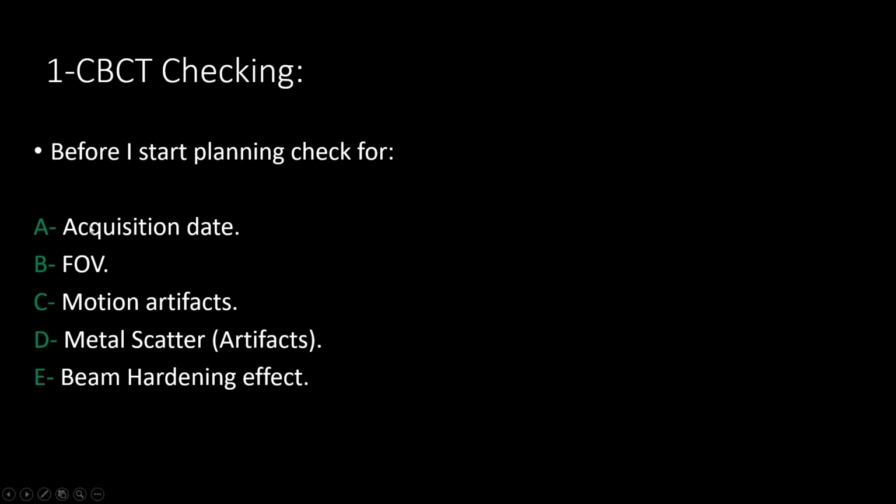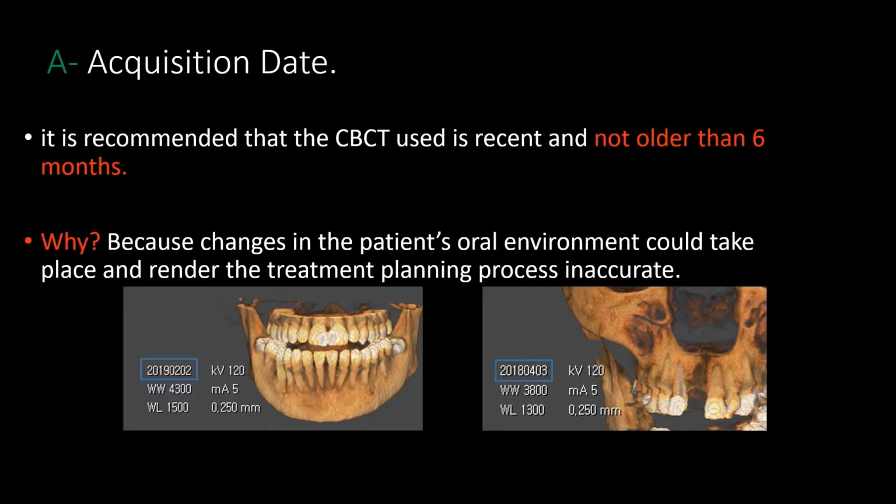So let's talk a little bit more in detail about each and every one of those 5 criteria for the CBCT. Number 1 will be the acquisition date. It is recommended that the CBCT used is recent and not older than 6 months. So this is the recommendation, and the reason why it should not be older than 6 months is because changes in the patient's oral environment could take place and render the treatment planning process inaccurate. Remember that the oral cavity is a very dynamic environment, and a lot of changes can really happen very, very quickly. So what we need to have is the most recent CBCT so that it really accurately represents what is happening in the patient's mouth at the moment.